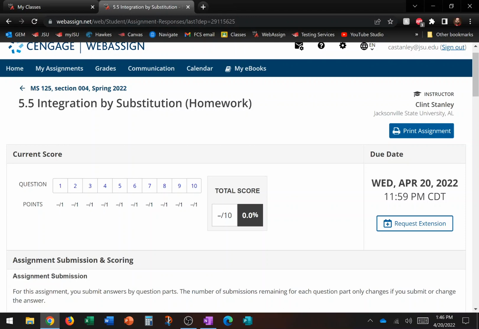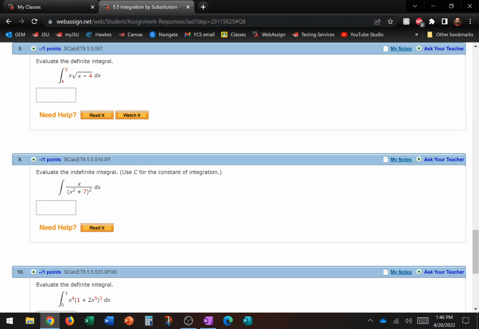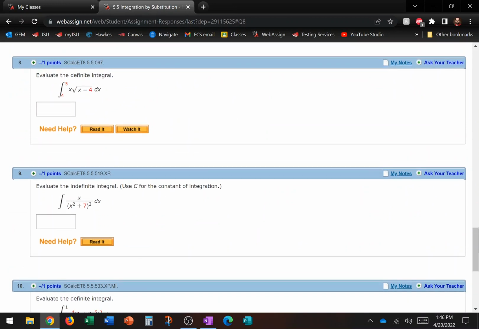Which one do you want to look at first? In general, I guess like 8, 9, and 10. On some parts, I was having to do that substitution, which I don't know if that's right. Like, I got it right.